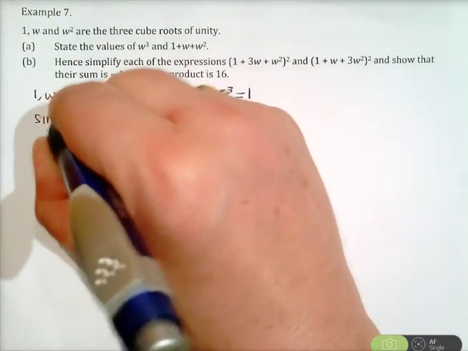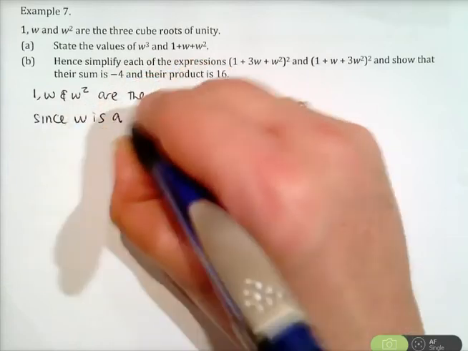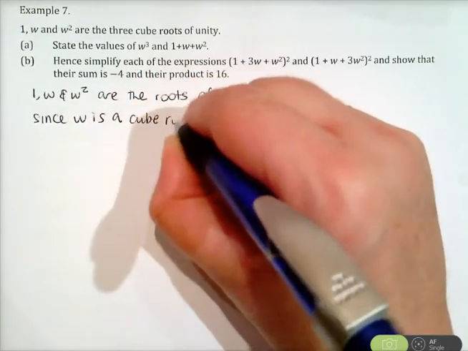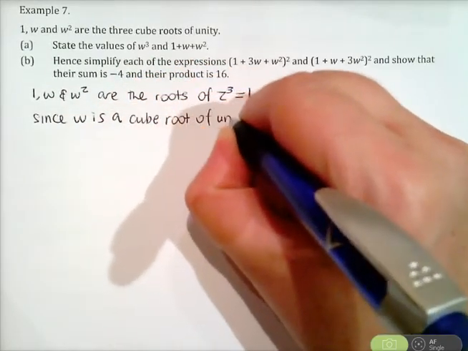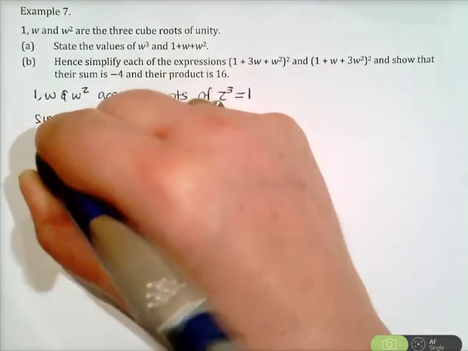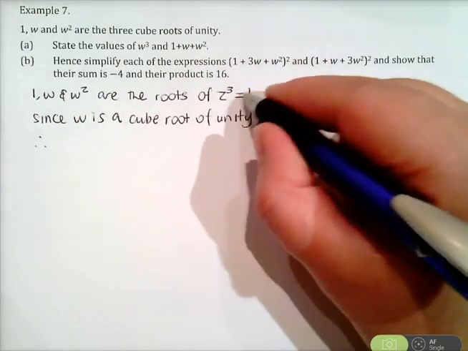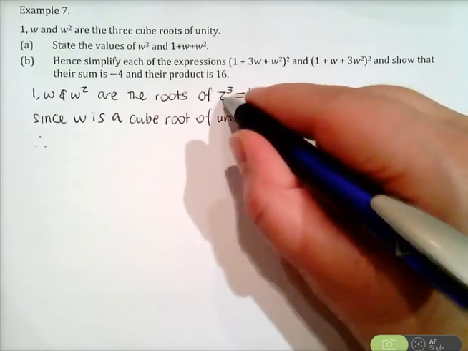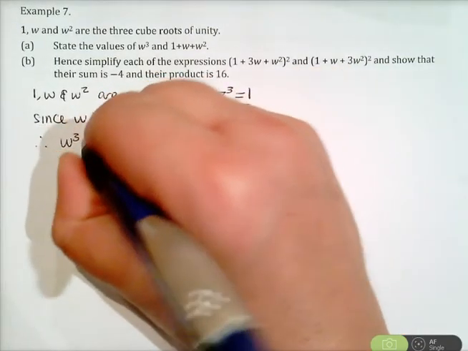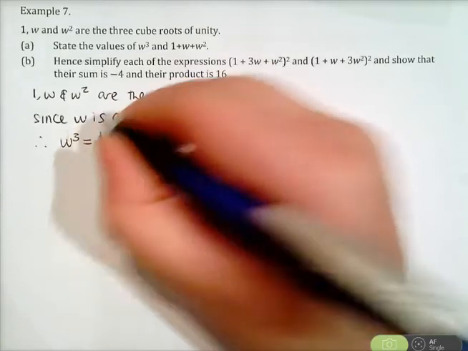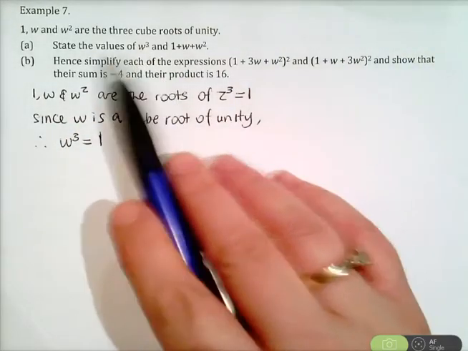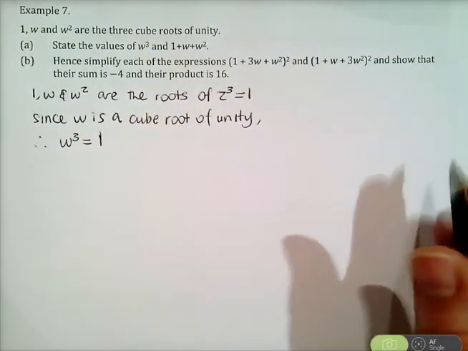Now, since w is a cube root of unity, it actually satisfies this equation, therefore we know that w cubed equals 1. So therefore we've stated the value of w cubed, okay?